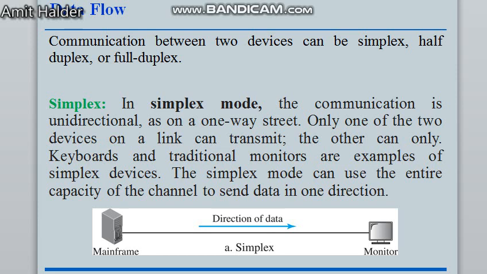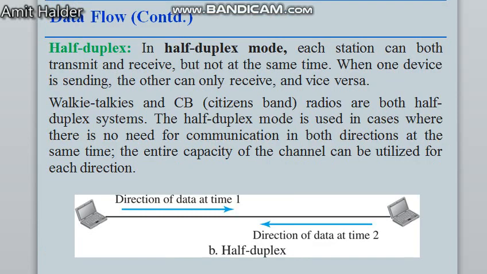Okay, going to the next slide, that is half duplex. Half duplex means you get a chance for a certain period of time to use your direction of the data. As you can see here, in half duplex mode, each station can both transmit and receive. They have the ability to transmit and receive.